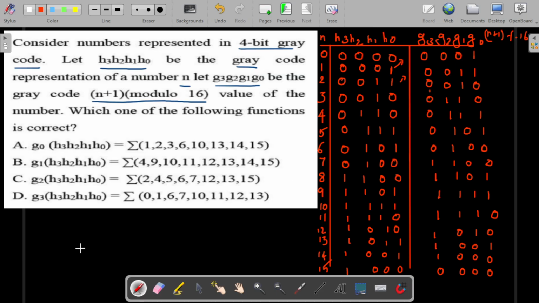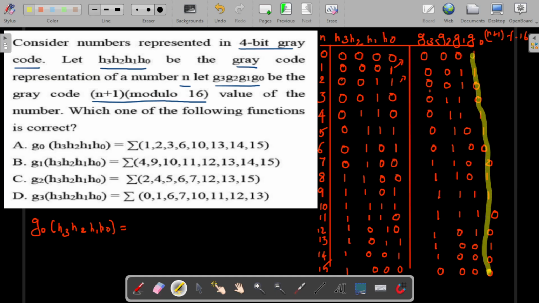So let's take the function of G0. So G0 as a function of G3, G2, G1, G0. So G0 is the last one, right? So this last value, whenever this last value is 1, we have to take the respective bit and we need to find out the decimal equivalent. So that is what the question is asking. So let me find out the thing.